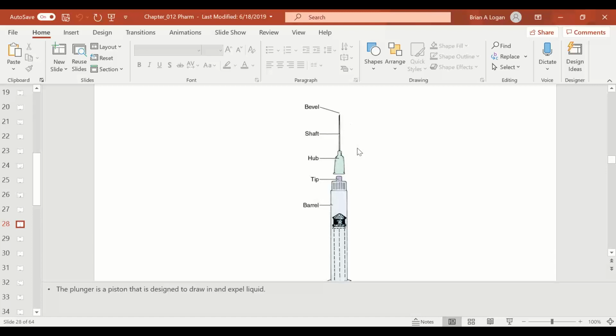And the bevel just means that it's at an angle. It's got a cut to it, so it's not flat. It's got that little angle to it. And the reasoning behind that is so that you can go into a vessel and watch the point of your needle going in nice and easy, and then just slide right in. But those are your parts of the syringe and your hypodermic needle.